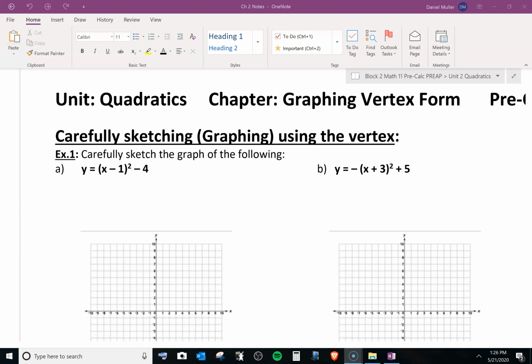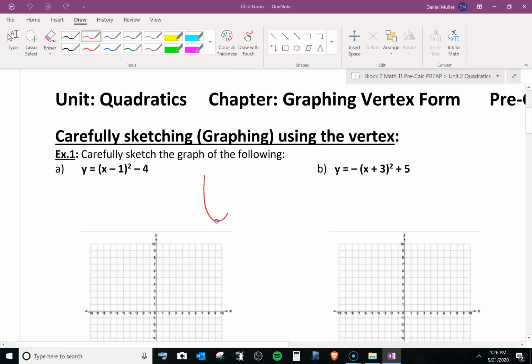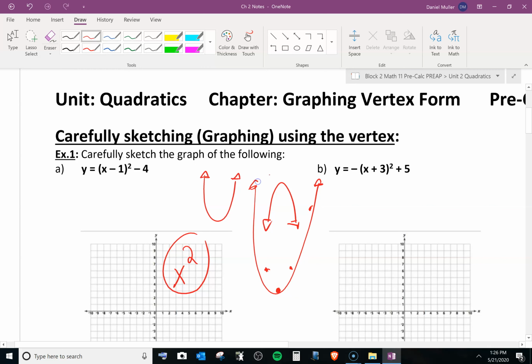We're now going to be looking at graphing quadratics. Remember, quadratics are the U-shaped, parabolic trinomials. They're things with an x squared. We graphed them in the previous chapter, where we had to find a vertex, find a couple x-intercepts, find a y-intercept, and then connect the dots.